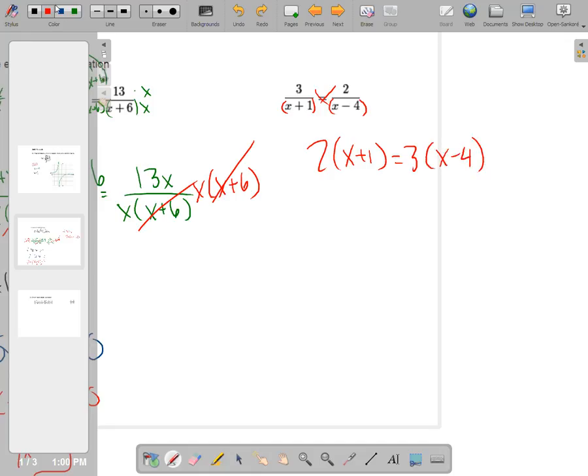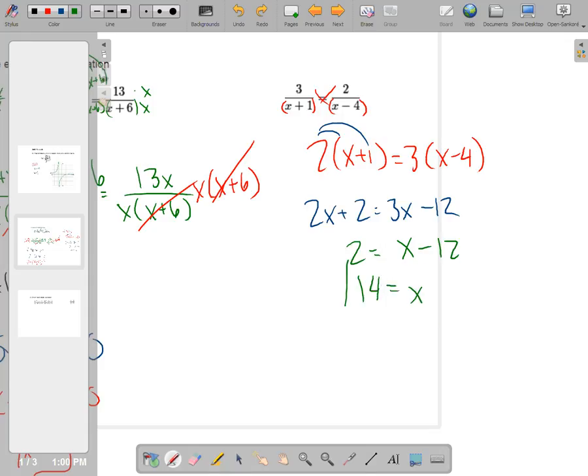And now that I've got this fraction, I can distribute, got rid of the fraction, I can distribute: 2x plus 2 equals 3x minus 12. I can get all my x's on one side, so you subtract 2x. And then I can add 12, and I get 14 equals x. And as long as that doesn't divide by 0, which it doesn't, that'd be 15 and 10, good, then you know you did it right.